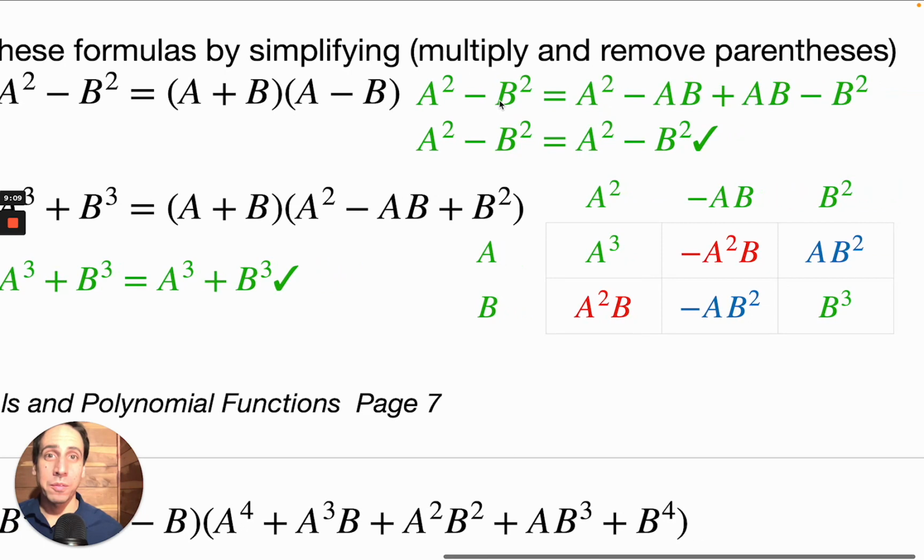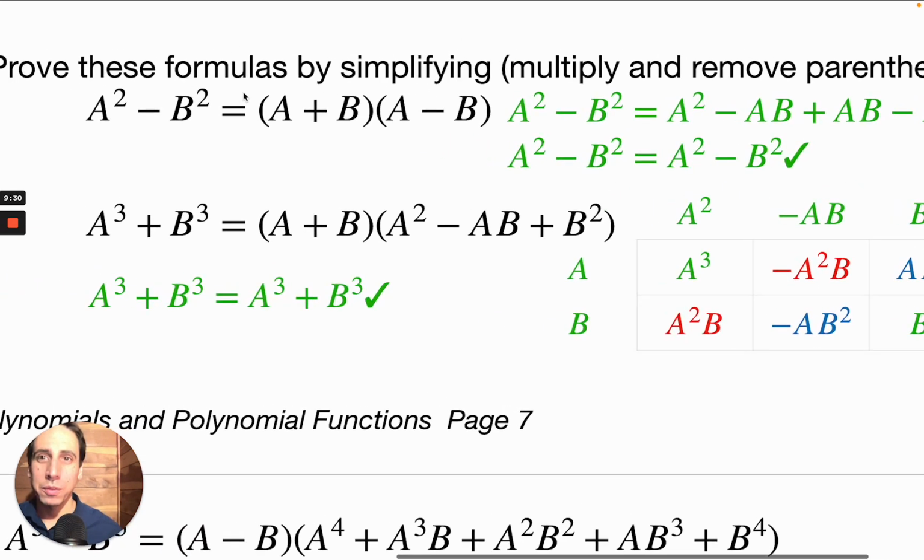And when we FOIL, here's the F term. A times a is a squared. The outside term, a times minus b, is minus ab. The inside term is ab, and the last term is minus b squared. These two cancel, so we're left with a squared minus b squared does in fact equal a squared minus b squared. We've been using this formula for a while, and now we've actually proven that it will always work. We've trusted it before, but now we've proven it.